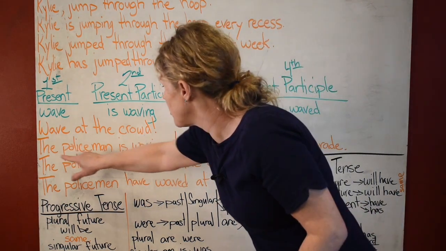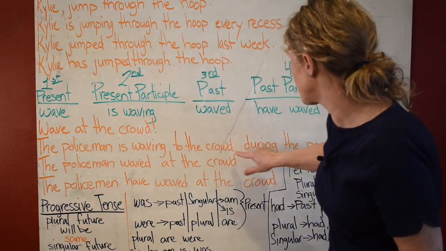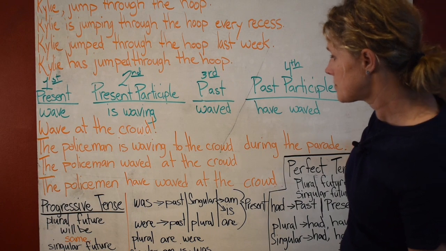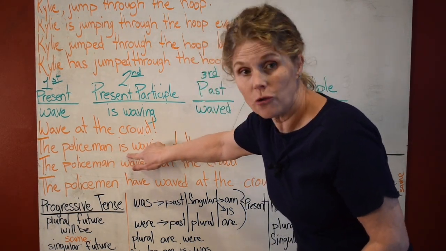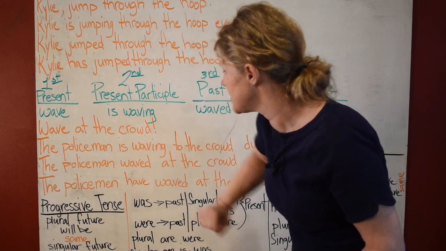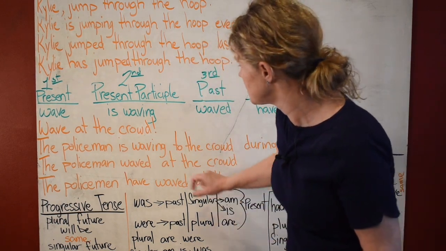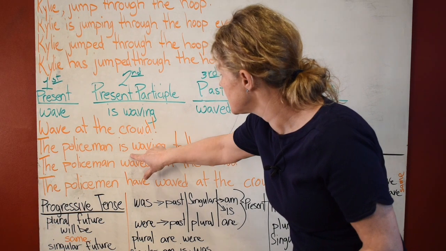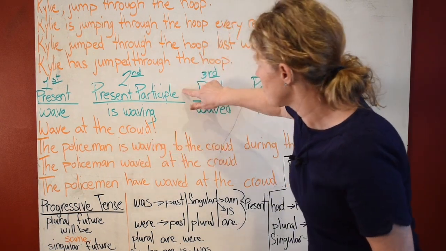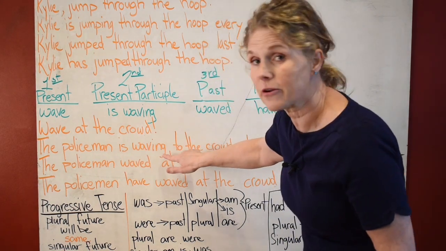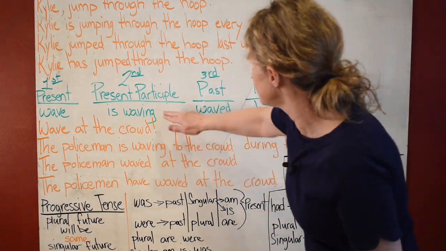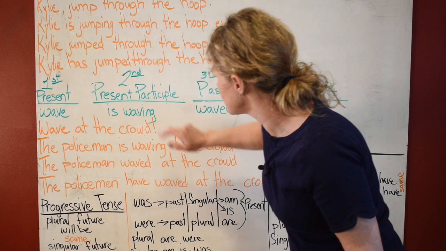So the policeman is waving to the crowd during the parade. Now I made this singular, so you have your auxiliary verb that is singular. Singular meets singular, and we're using our present participle right here for is waving. This is a principal part. It's the second principal part.